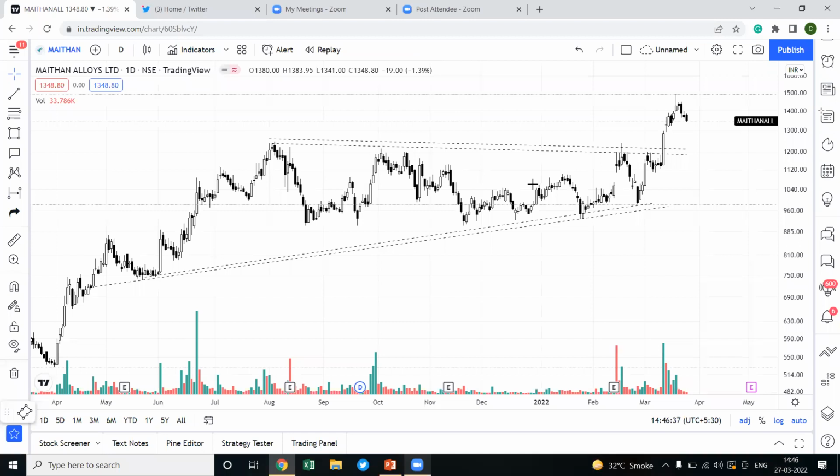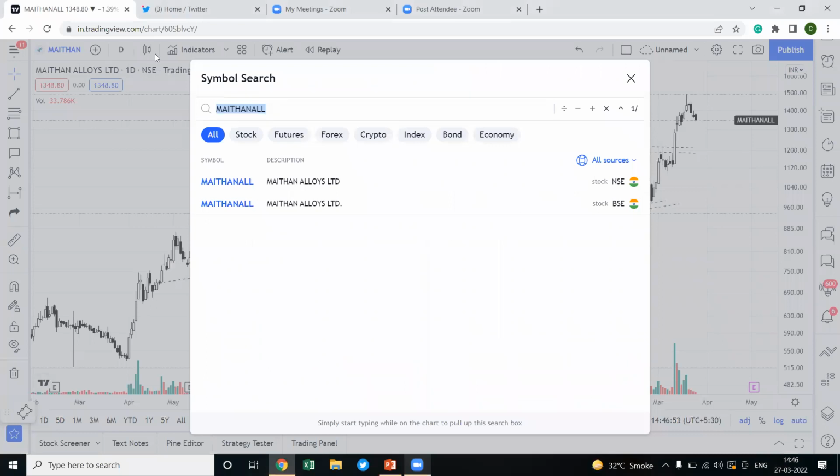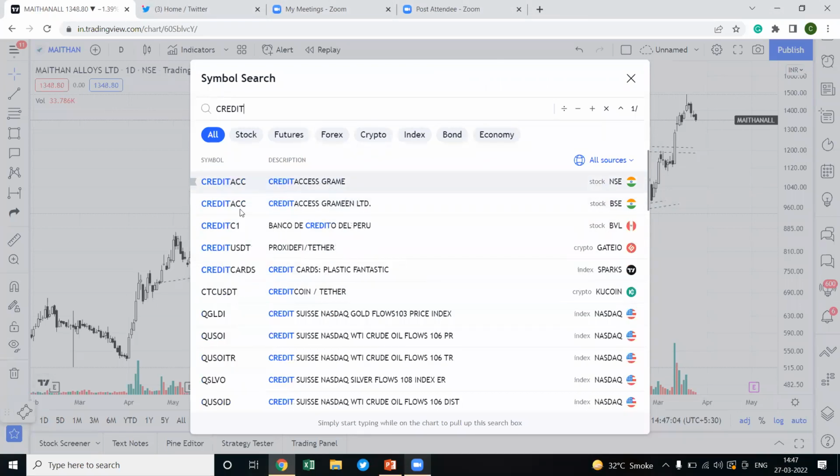Any more doubts, or we can just wrap up the session? Archit, yeah. Can you check the chart of Credit SEC, your favorite? Which one? Credit SEC. Credit SEC we have already discussed, I guess. So it has already broken out, I guess.